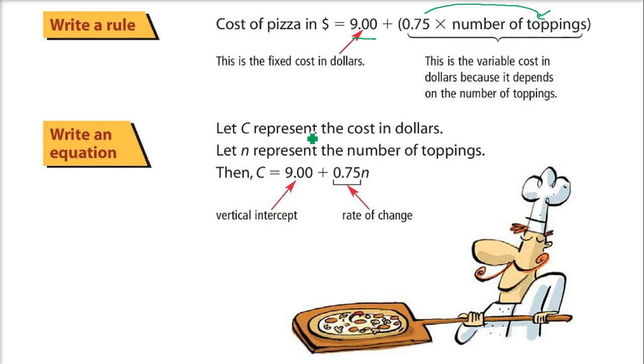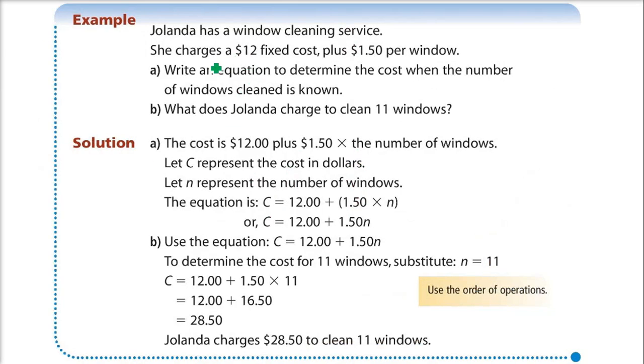So if C represents the cost in dollars and N represents the number of toppings, this is the vertical intercept, that is the basic cost, and this is the rate of change multiplied by N. This is the general formula if you want to write an equation. So Jolanda has a window cleaning service. She charges $12 fixed cost, plus 1.50 per window. So say we have N windows, and this is the 1.50 per window. This is the relationship we are talking about.